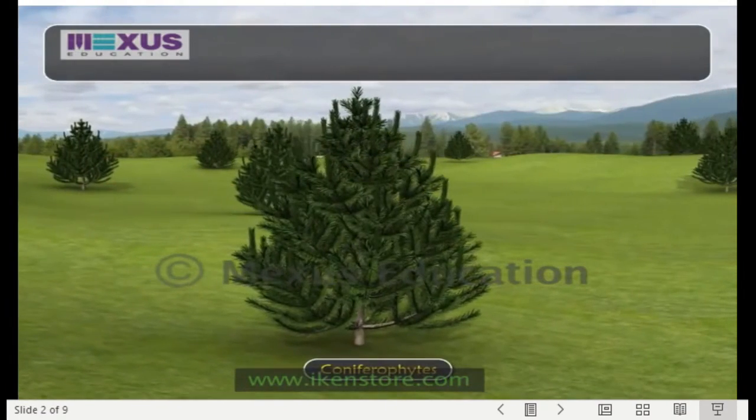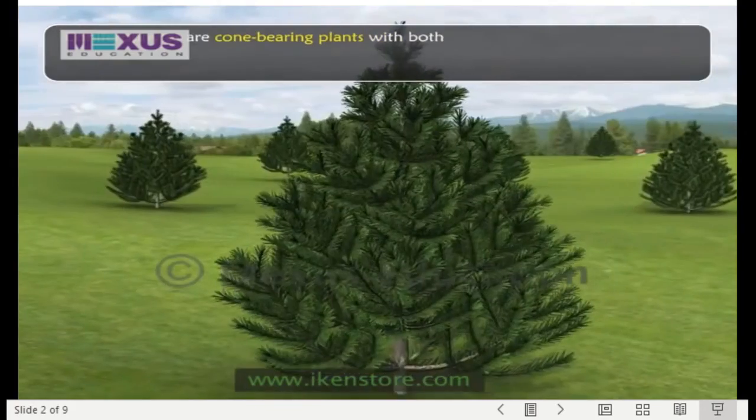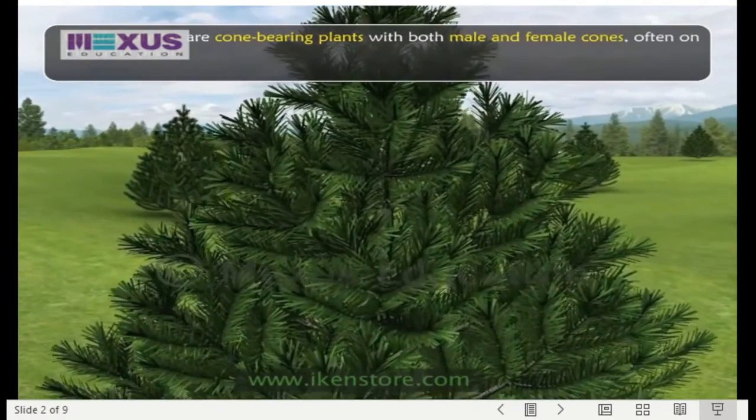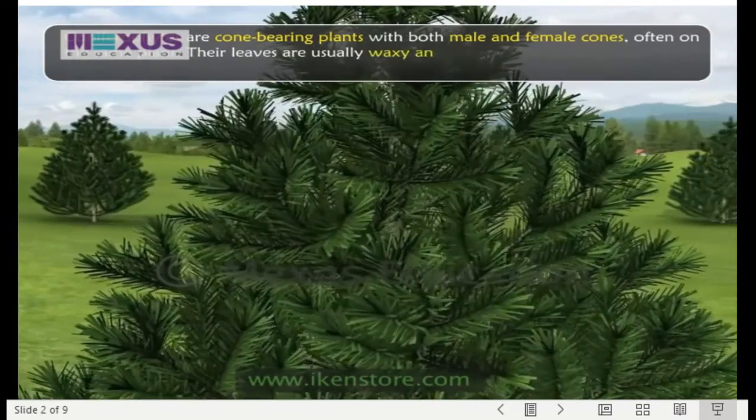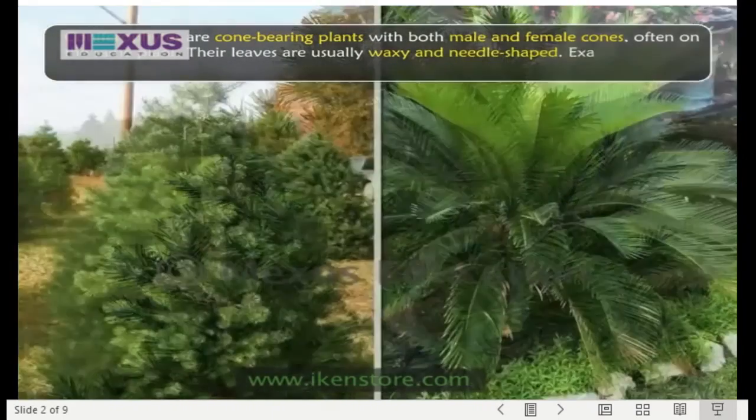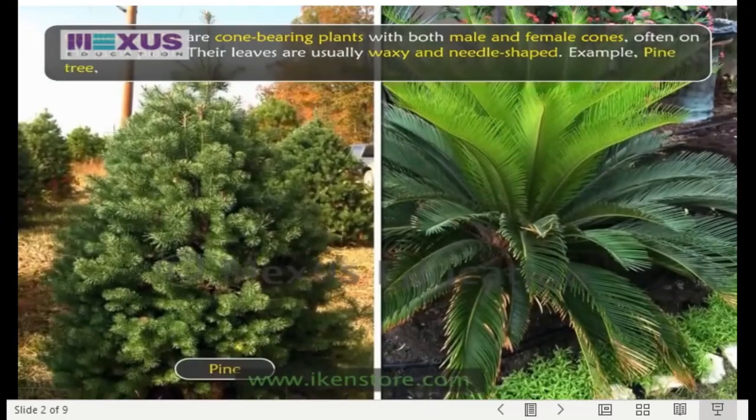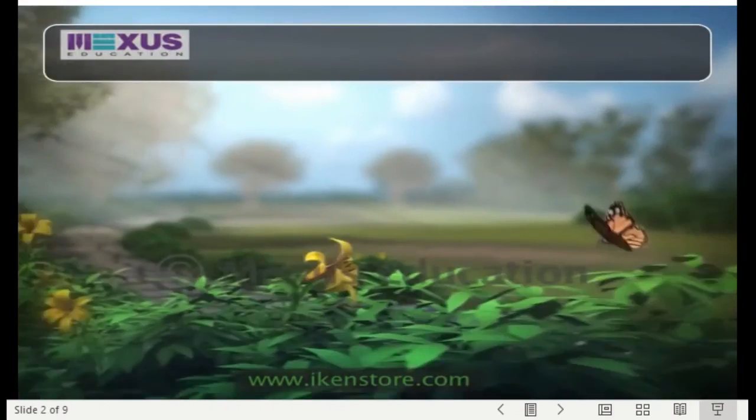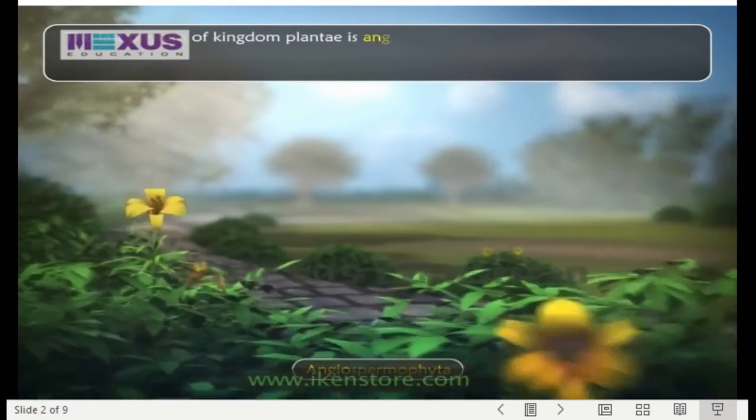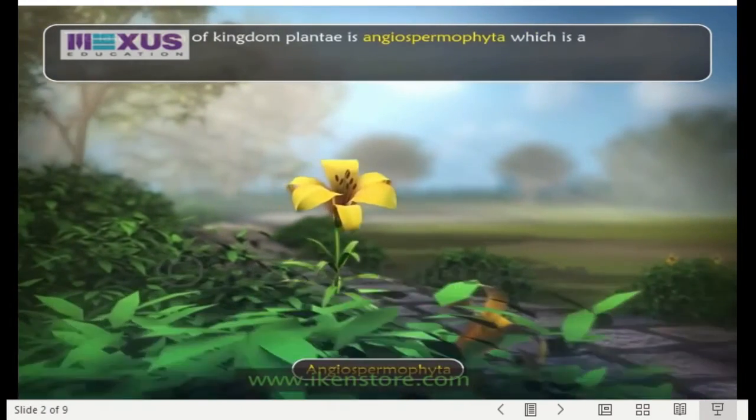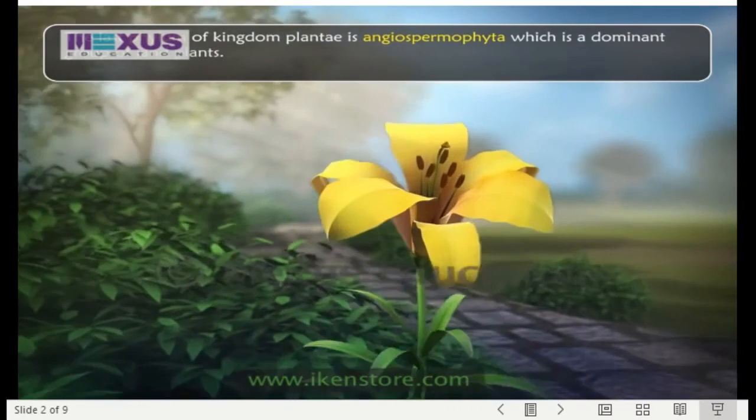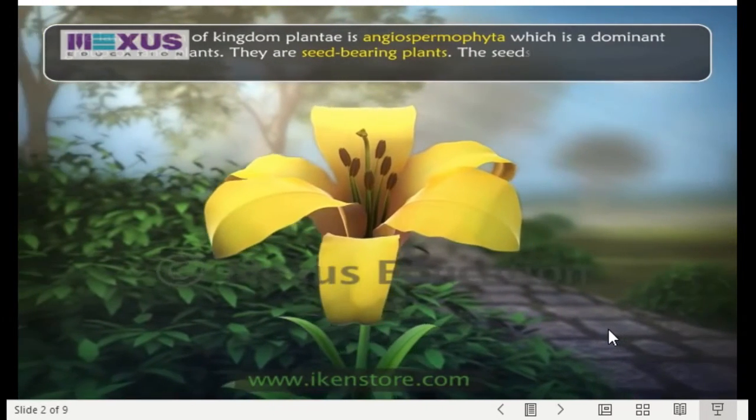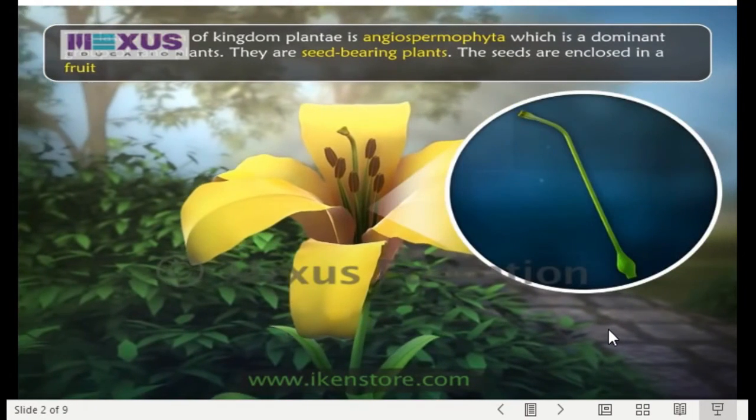Coniferophytes are cone-bearing plants with both male and female cones, often on the same plant. Their leaves are usually waxy and needle-shaped. Example, pine tree and cycas, etc. The last phylum of Kingdom Plantae is Angiospermophyta, which is a dominant group of land plants. They are seed-bearing plants. The seeds are enclosed in a fruit, formed from the ovary.